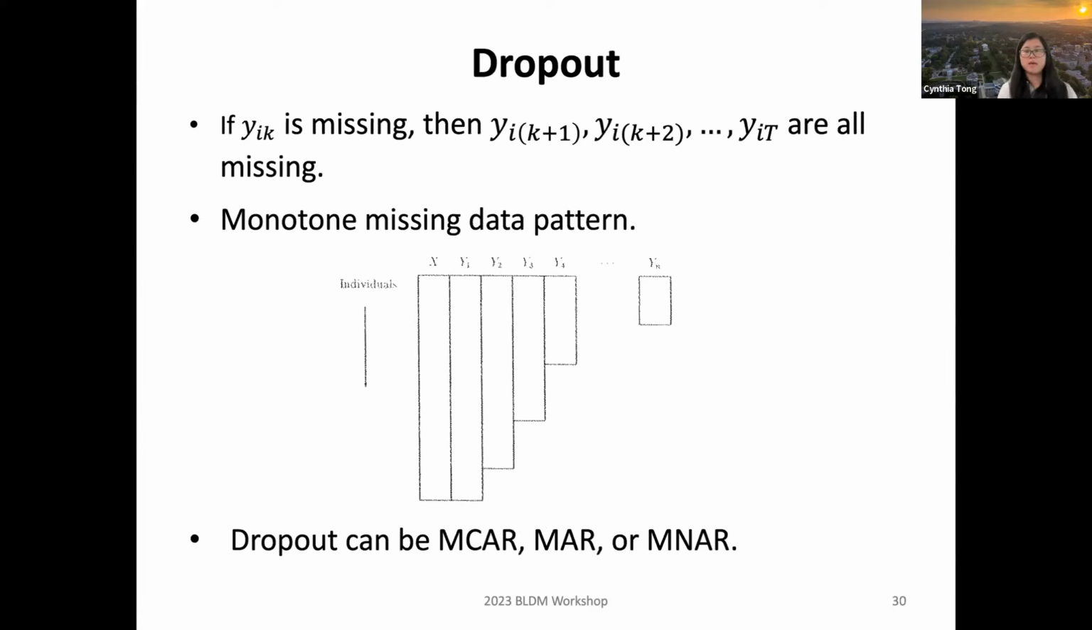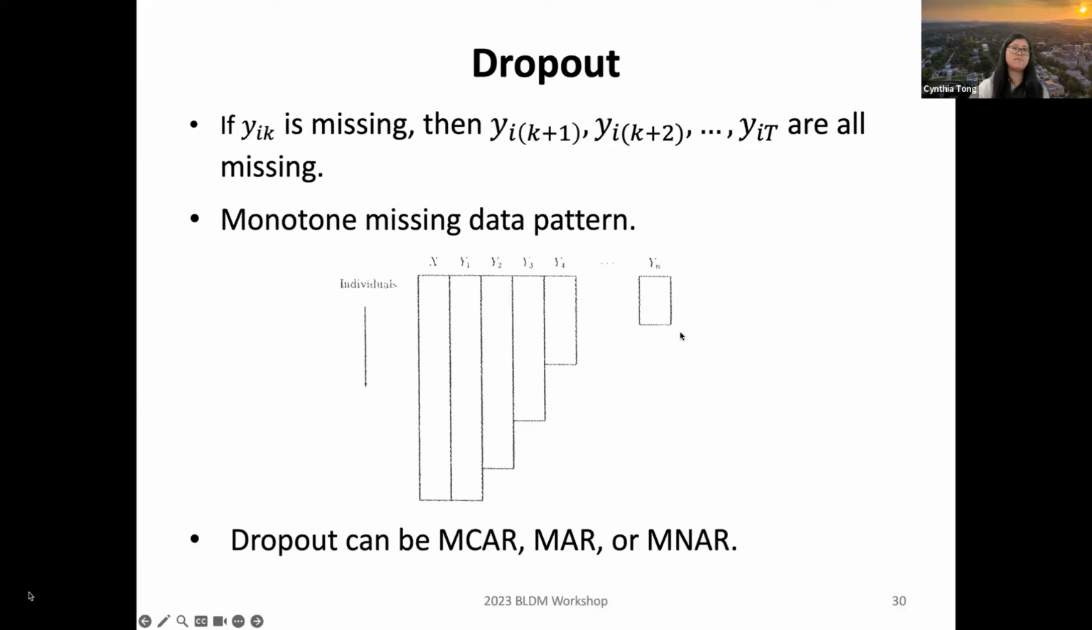For longitudinal data, what happens most often is dropout or attrition. Basically, it means that if Y_ik is missing, then Y_i(k+1), Y_i(k+2), till Y_iT are all missing. So it follows this monotonic missing data pattern. Basically, Y1 is observed, and at Y2 some participants dropped, and at Y3 more dropped. But once they drop, they never come back. In longitudinal studies there is also intermittent missingness, but dropout is probably more common.